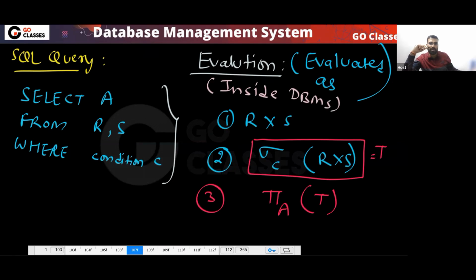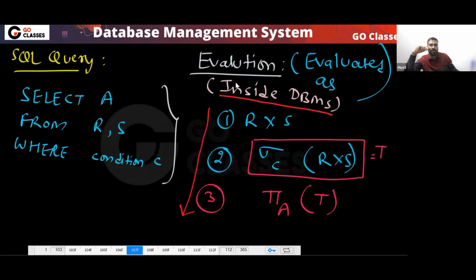Can I say your DBMS software will do this? Just think about it: if a DBMS does this, can you see that it will be a dumb DBMS? If a DBMS does this, that will be the dumbest DBMS. People will not even use DBMS software. Amazon, Microsoft, Google, they will not even use it.